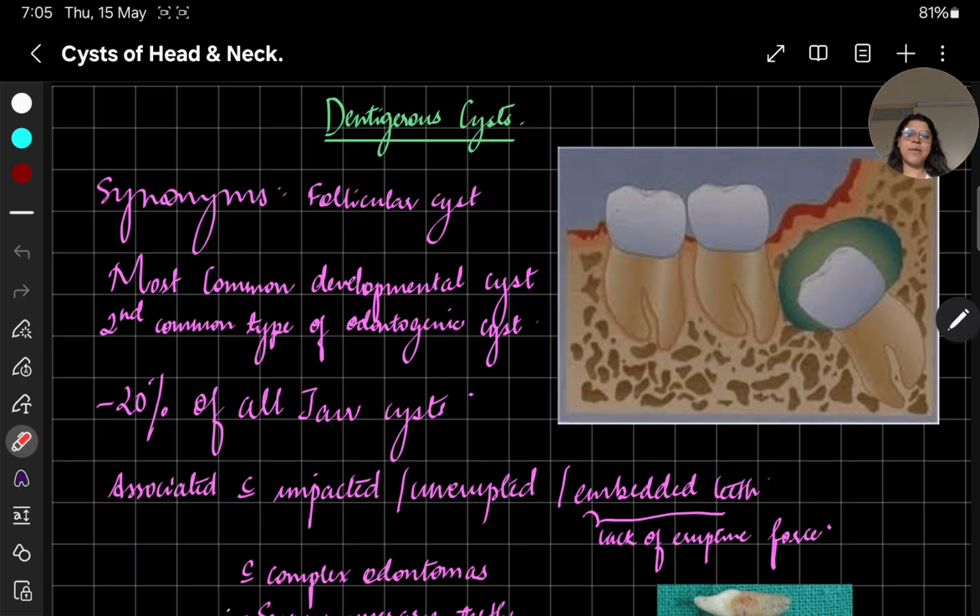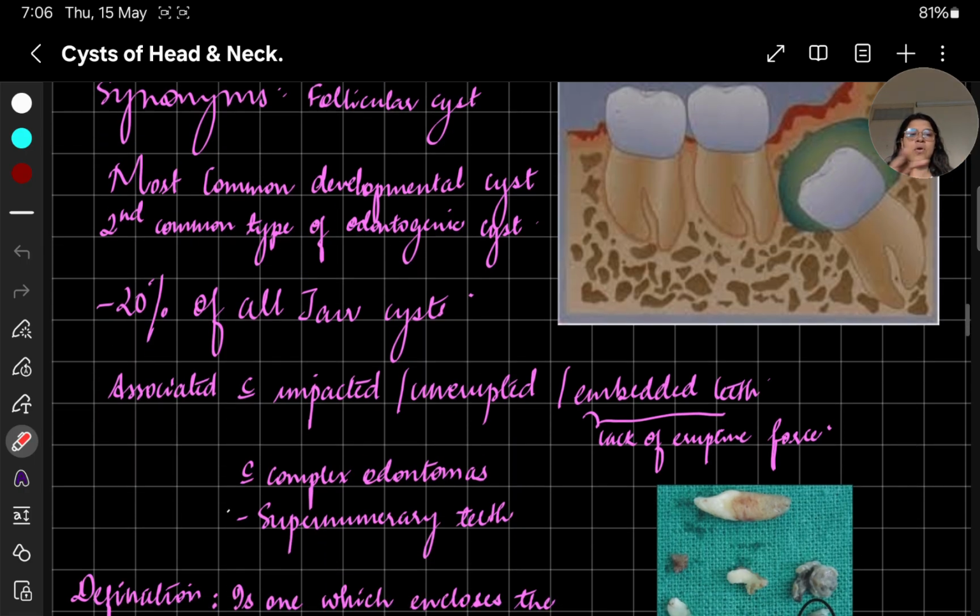So, most common developmental cyst. This is the most common developmental and the second most common type of odontogenic cyst. I told you odontogenic has developmental and inflammatory. So, from developmental, this one is the most common, and from overall odontogenic, this one is the second most common. We learn about the first odontogenic cyst, which is the radicular cyst, later. So we are learning dentigerous cyst. 20% of all jaw cysts are dentigerous cysts.